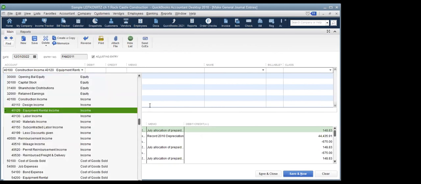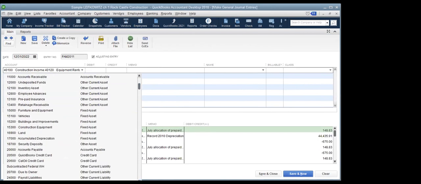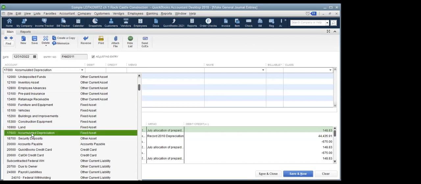Okay, we're looking for assets that will depreciate. The assets that will depreciate, first of all, are all under fixed assets: furniture and equipment, vehicle, building and improvement, construction equipment. Of course, land does not, so that's one we skip. We're noticing that this is a corporation. They set it up so that they have one accumulated depreciation only for this whole group, for furniture, vehicle, building, and construction equipment. So let's assume we're doing construction equipment.